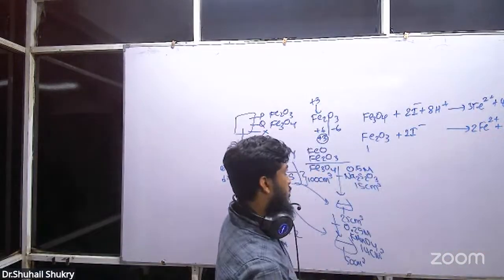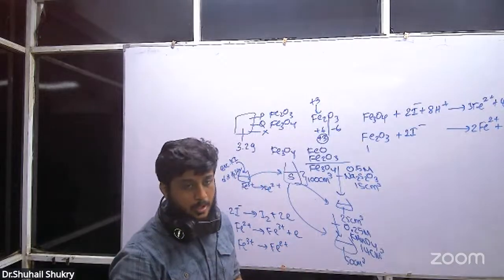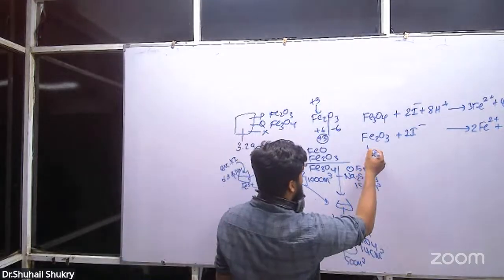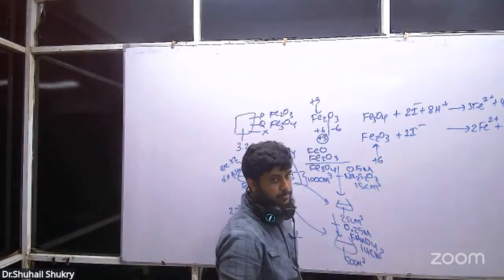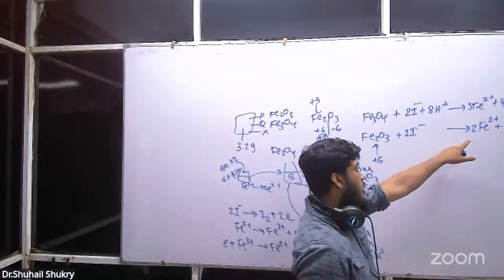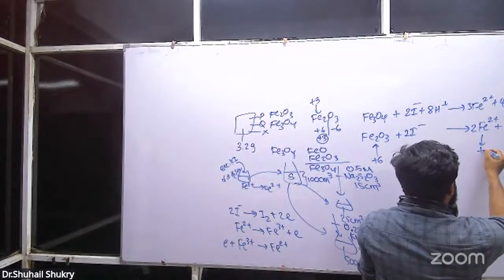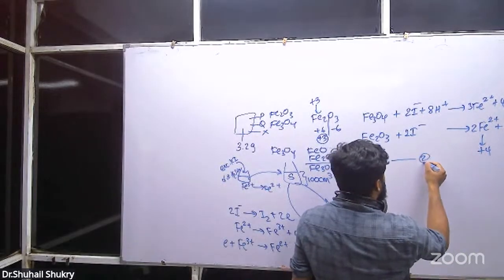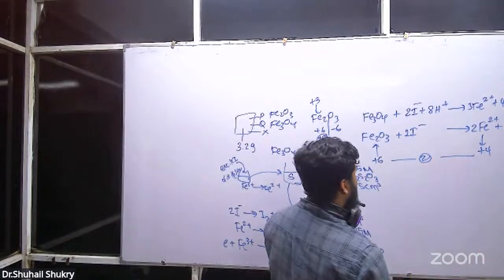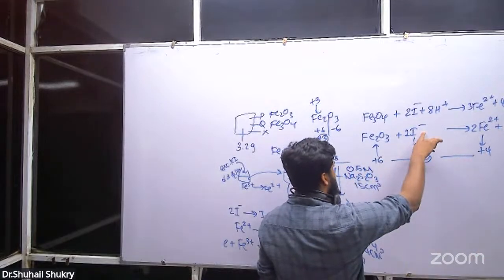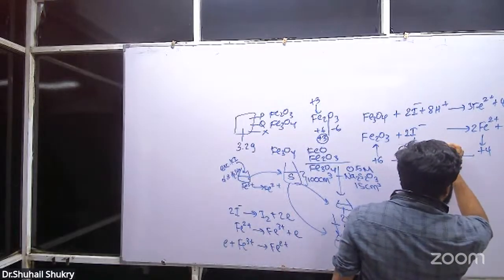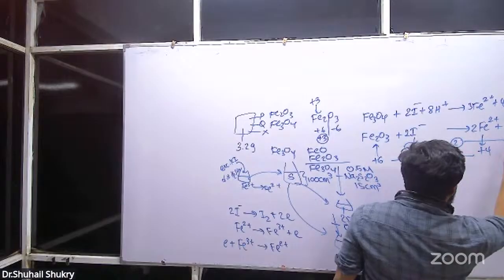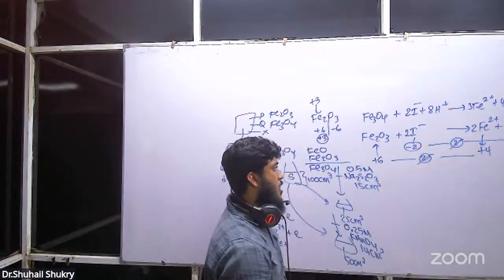Now I have to write the balanced redox reaction. 1 Fe is plus 3, so both Fe are plus 6. 1 Fe is plus 2, so both are plus 4. 6 to 4 means it is 2. I- is minus 1, both are minus 2. This one is 0. This gap is also 2. Then 2 and 2 get cancelled.